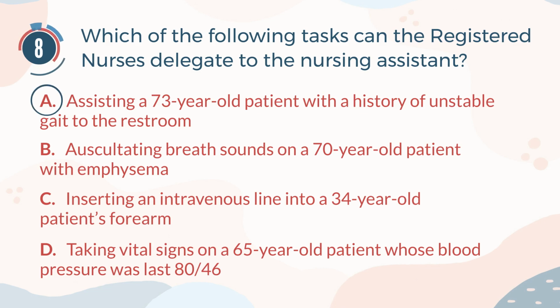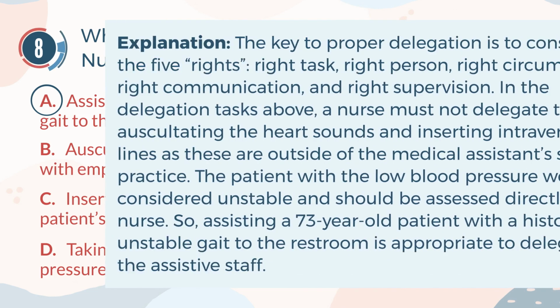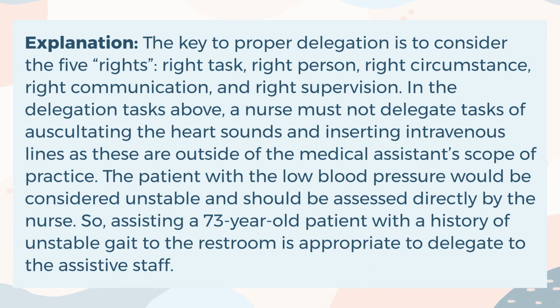The correct answer is A. Assisting a 73-year-old patient with a history of unstable gait to the restroom. Explanation. The key to proper delegation is to consider the 5 rights: right task, right person, right circumstance, right communication, and right supervision. In the delegation tasks above, a nurse must not delegate tasks of auscultating the heart sounds and inserting intravenous lines, as these are outside of the medical assistant's scope of practice. The patient with the low blood pressure would be considered unstable and should be assessed directly by the nurse. So, assisting a 73-year-old patient with a history of unstable gait to the restroom is appropriate to delegate to the assistive staff.